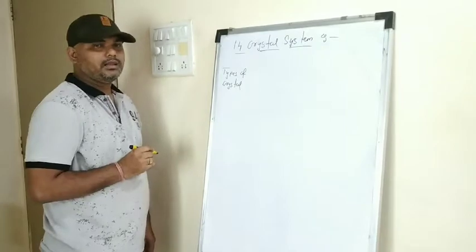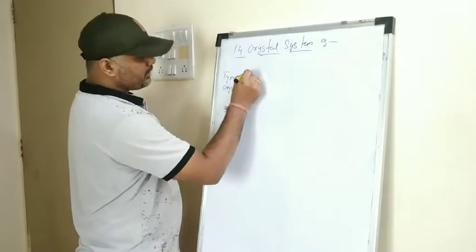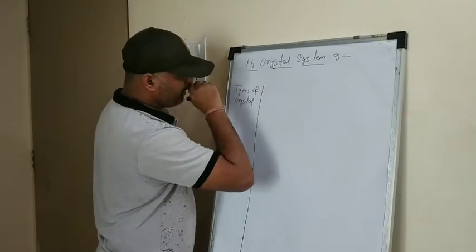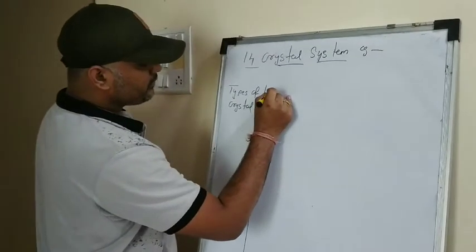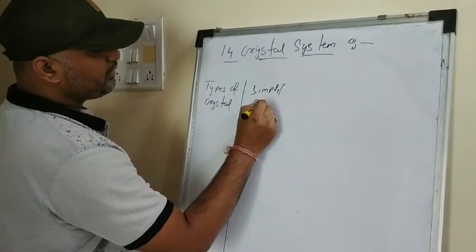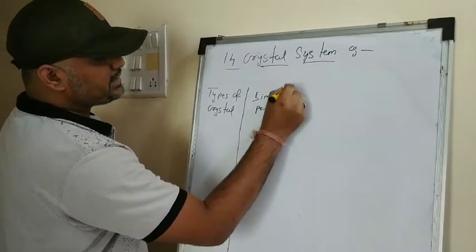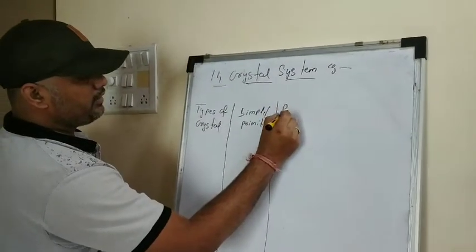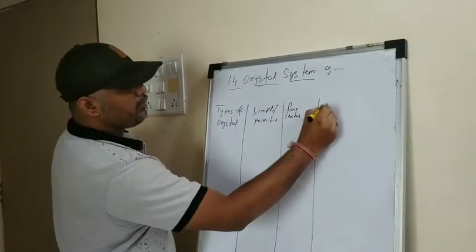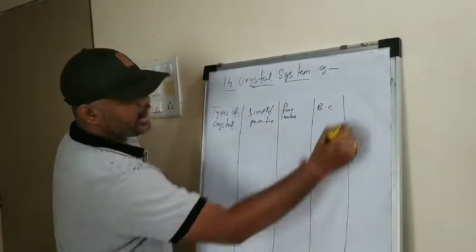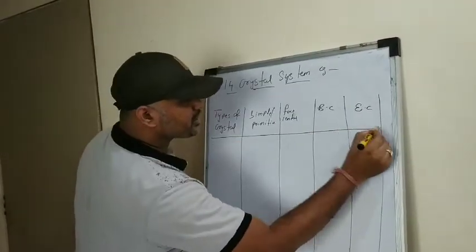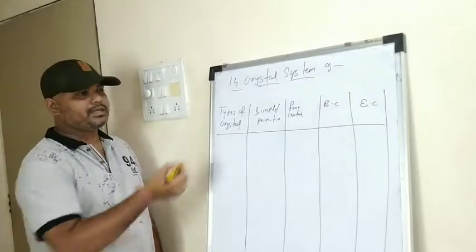Types of a crystal. Then here we have the simple or primitive unit cell, then face centered, then body centered, and then last, end centered. Right? So let's see in which crystal which particular unit cells are present.